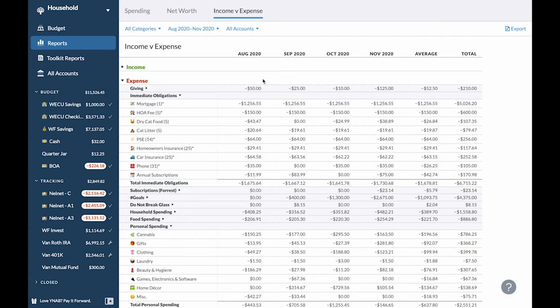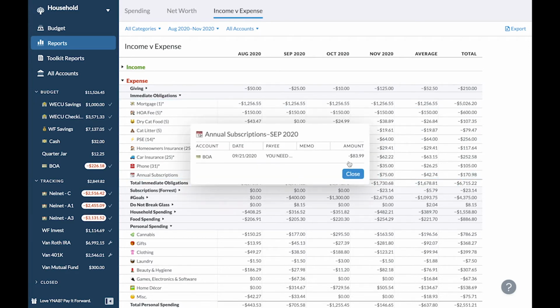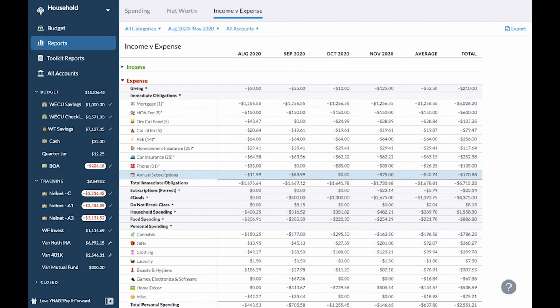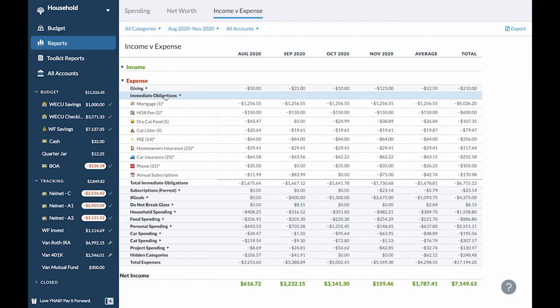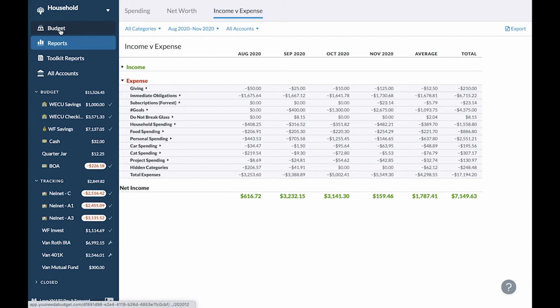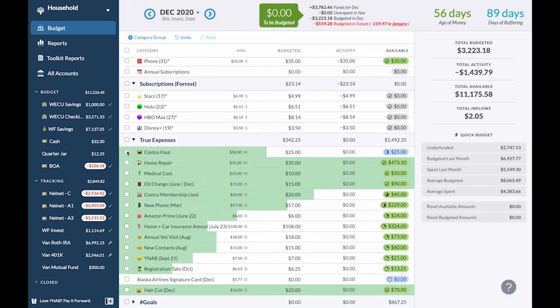So if I back it up even further, you can see under annual subscriptions that I paid for YNAB in September, and you can't see the true expense that I have been saving in that category. So I really like this method personally. I don't know why. So same with Costco haul.